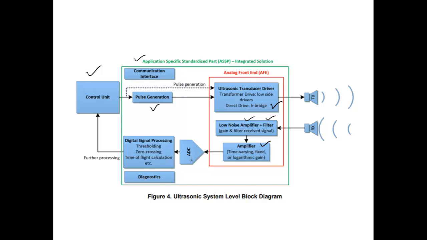Then we have something called ADC, which is analog to digital conversion. Then we have digital signal processing. We calculate the time of flight that is required in the equation L naught is equal to VT by 2 cos phi. So this time of flight is to be calculated. The rest we know, and then we can evaluate the distance between the object and the sensor.